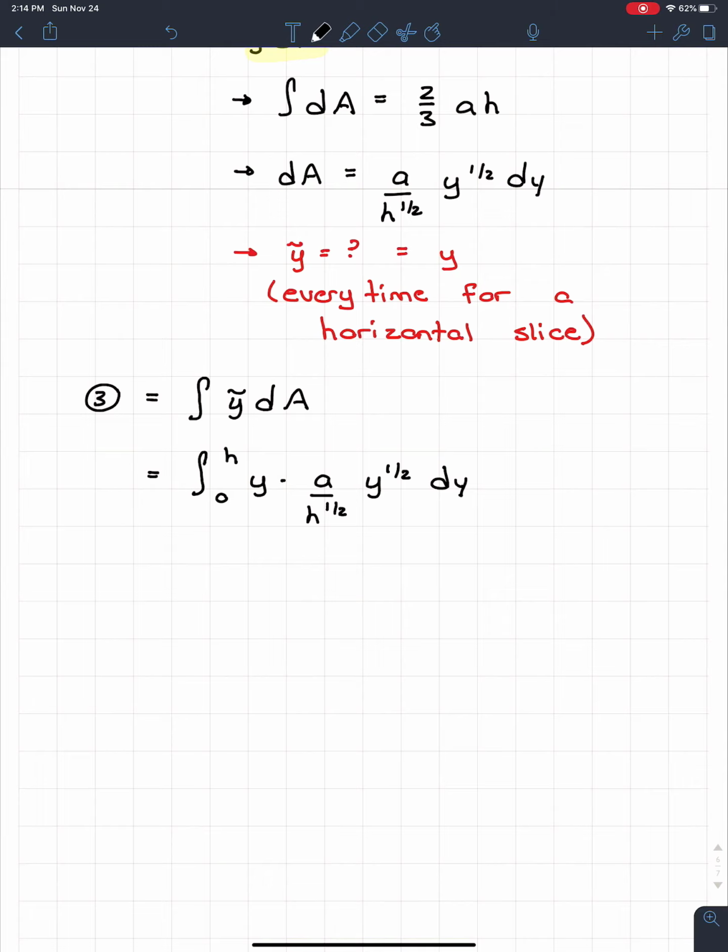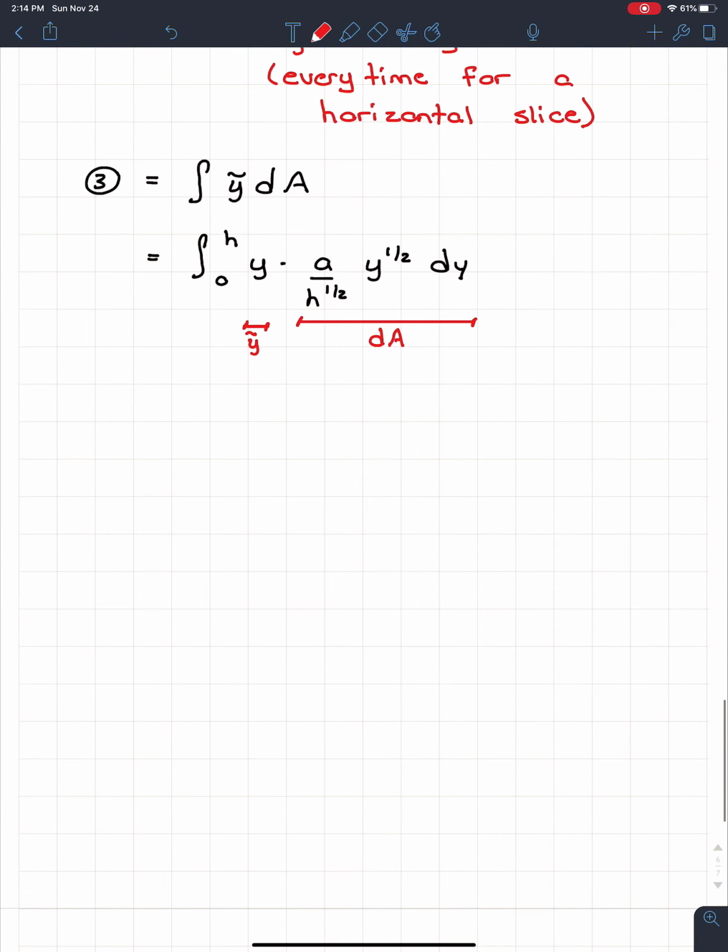We got our x bar, so I'm just going to highlight these right here. This y, this is our y squiggle. And then the second part right here, this is our dA. So dA didn't change from before. The only thing that changed is our y squiggle. And it's a lot easier now than it was for the x squiggle.